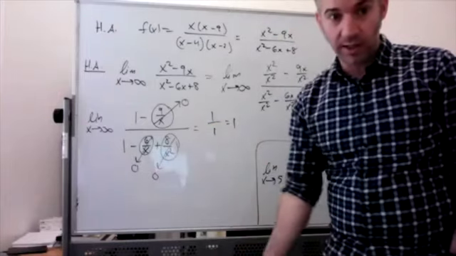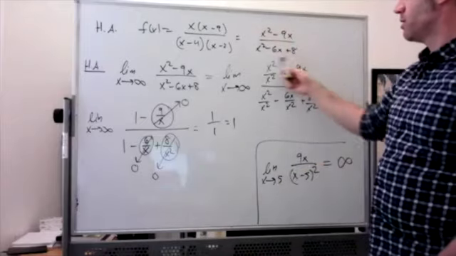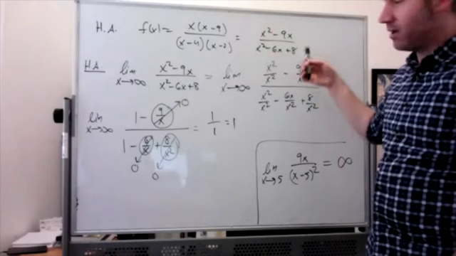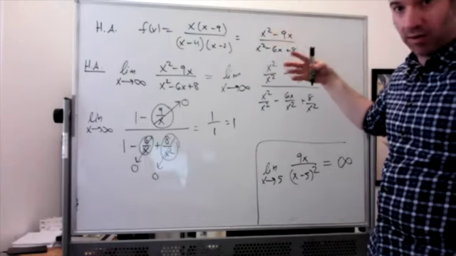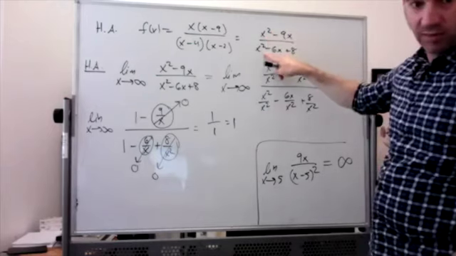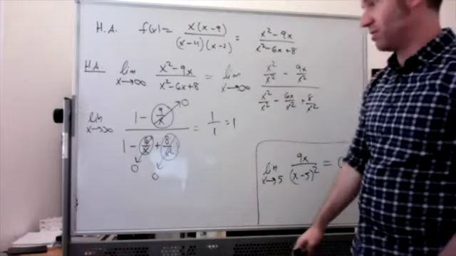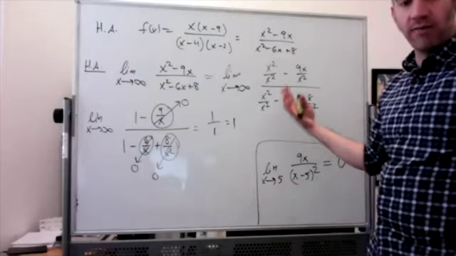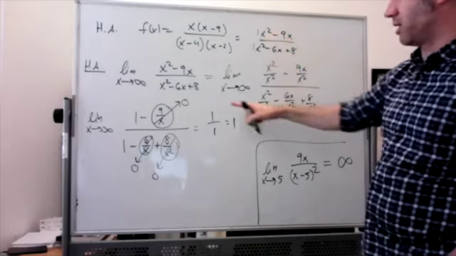Now, the shortcut way to do this is the following. You look at your rational function, x squared minus 9x over x squared minus 6x plus 8. If the degrees are the same in the numerator and the denominator, the highest power here is 2, and here the highest power is 2, then we say that the limit as x goes to infinity is the quotient of the leading coefficients. So in this case, the leading coefficients are both 1, so we get 1 over 1, which is 1.